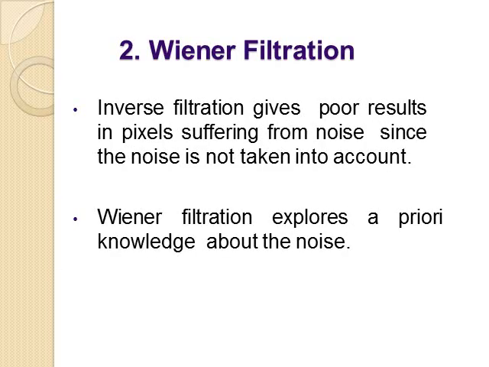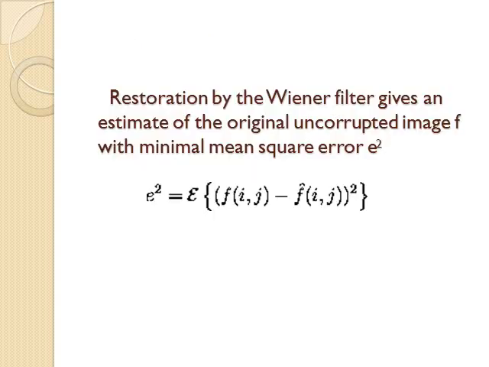Second is Wiener filtration. Inverse filtration gives poor results in pixels suffering from noise, since the noise is not taken into account. Wiener filtration exploits a priori knowledge about the noise and then processes. Restoration by the Wiener filter gives an estimate of the original uncorrupted image f with minimal mean square error e squared. So here e squared is given, where f cap is the estimate.